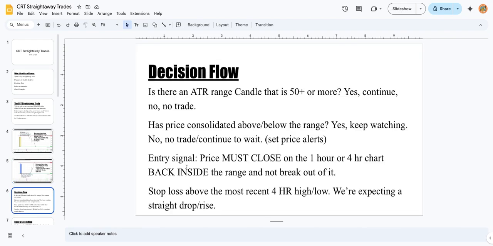Now, the entry signal is that the price must close back inside the range on the 1 hour or 4 hour chart. Any lower time frames, that's on you, but for the sake of this system, 1 hour minimum, not 15 minutes, not 30 minutes, 1 hour. And then once it closes back inside the candle range, it must not break back outside of it. All right. So stop loss goes above the most recent 4 hour or 1 hour high or low, and we're expecting a straight drop or rise.